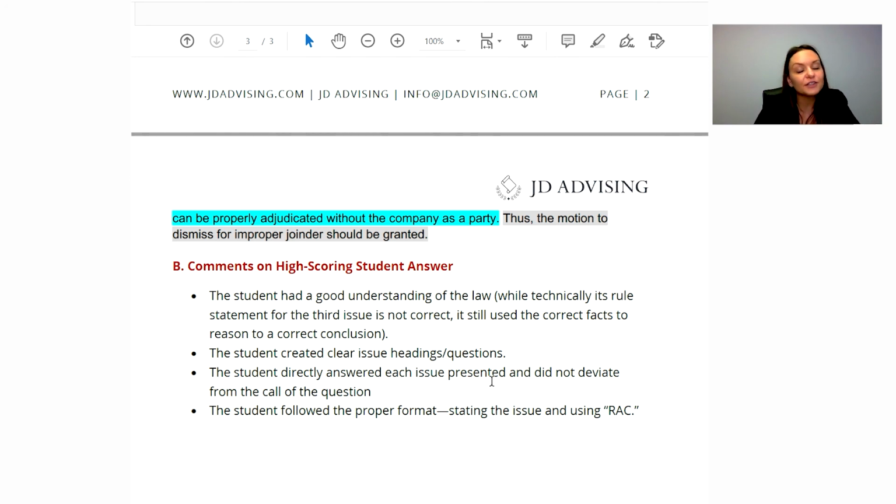They had very clear headings or issue statements. The student directly answered each part of the question being tested or that was posed and followed proper format basically throughout. So again, this is what we're striving for. So hopefully going through this good representative student answer is helpful to you to give you a good idea about what you should be striving for when you practice.